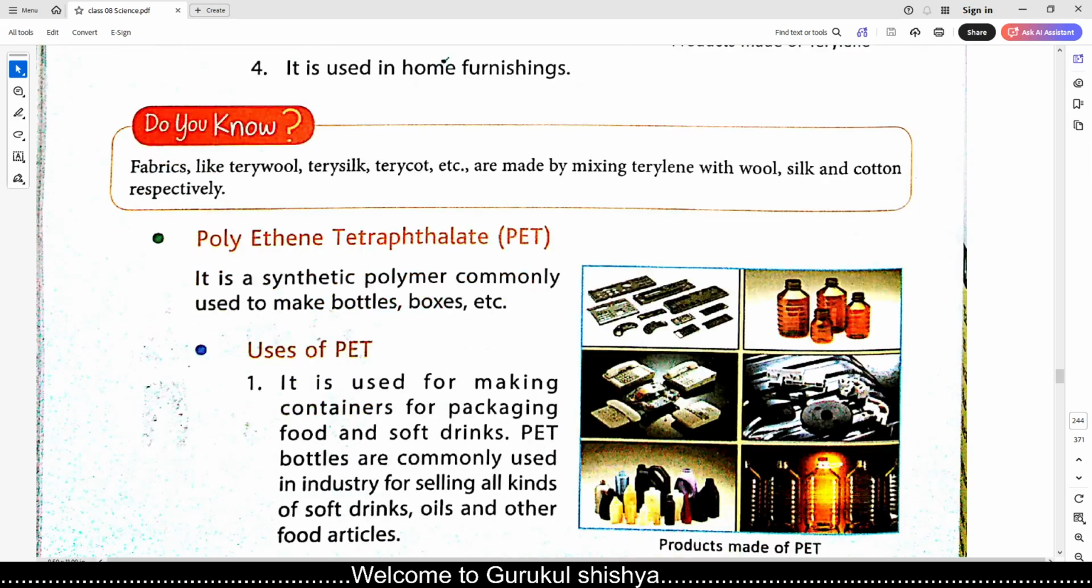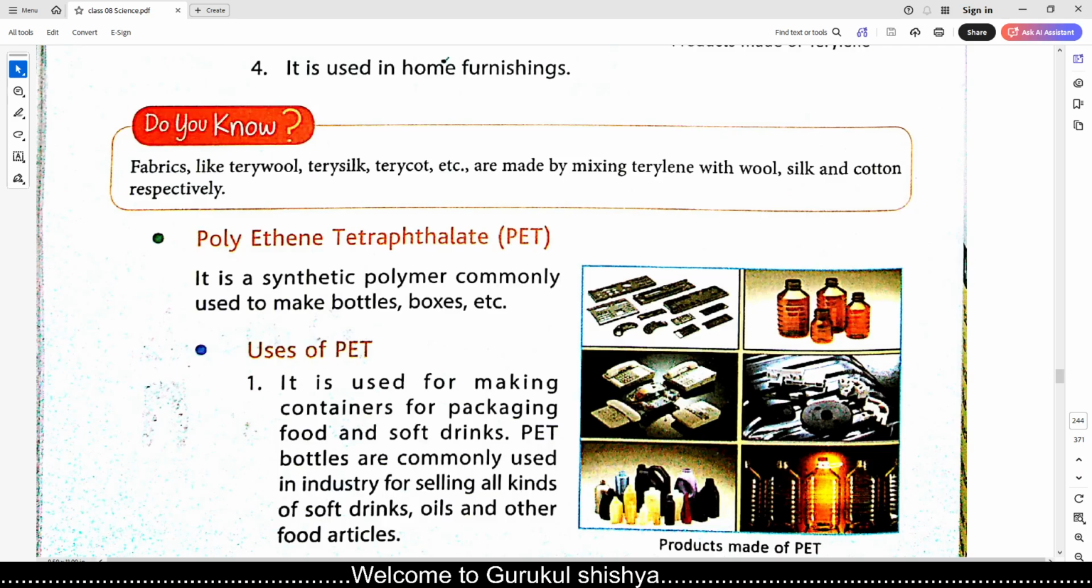Do you know fabrics like terry wool, terry silk, terry cotton, etc. are made by mixing terylene in wool, silk, and cotton, respectively.